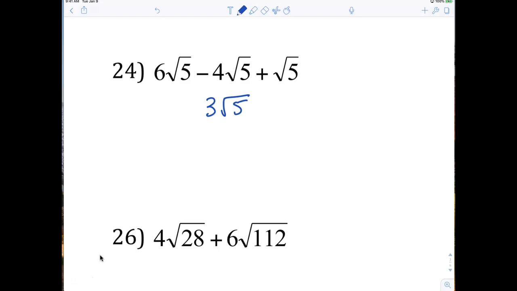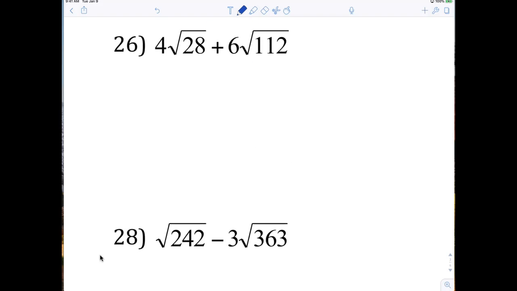3 radical 5. Are you having trouble with 6 minus 4, or is it 2 plus 1? Somebody tell me. 6 minus 4 is 2. 2 plus 1 is 3. Yes. All right, here we go.